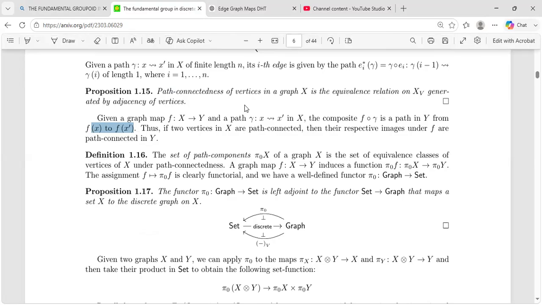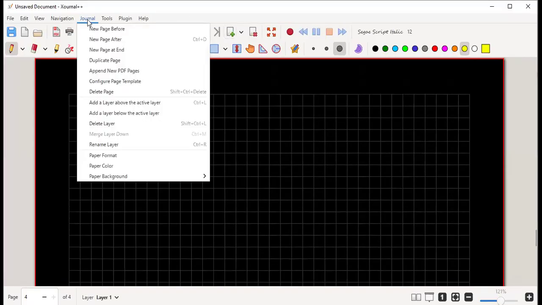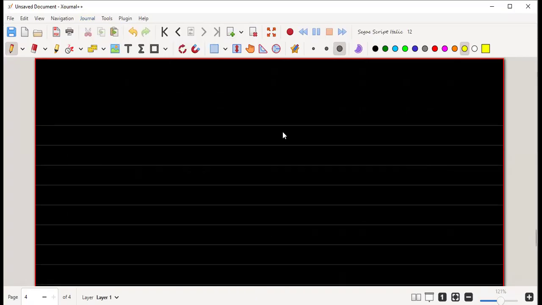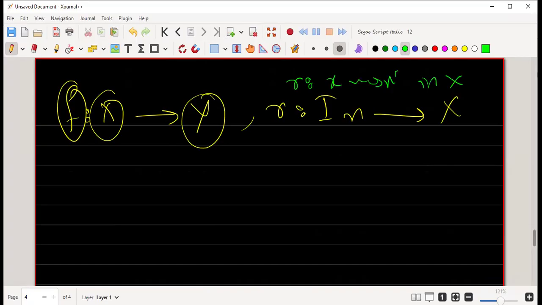Sorry, this is a remark. So let's read this remark. They are saying there is a graph map f from X to Y, where X is a graph and Y is a graph, and we have a path gamma in X from x to x prime, which is a graph map from I_n to X.